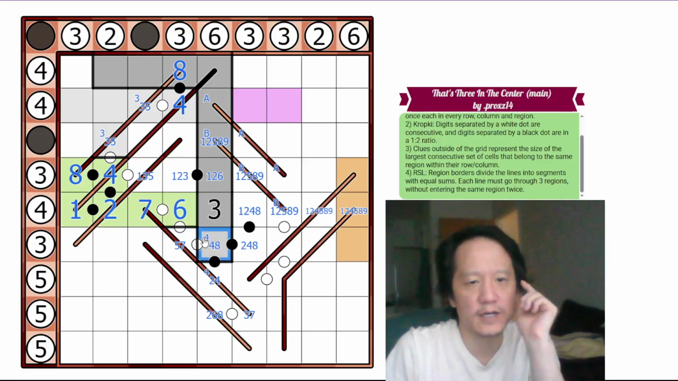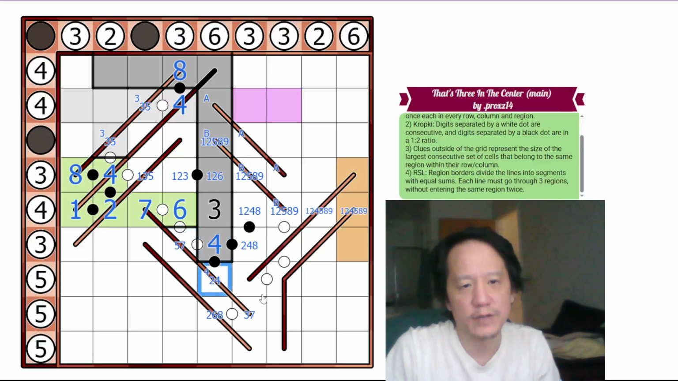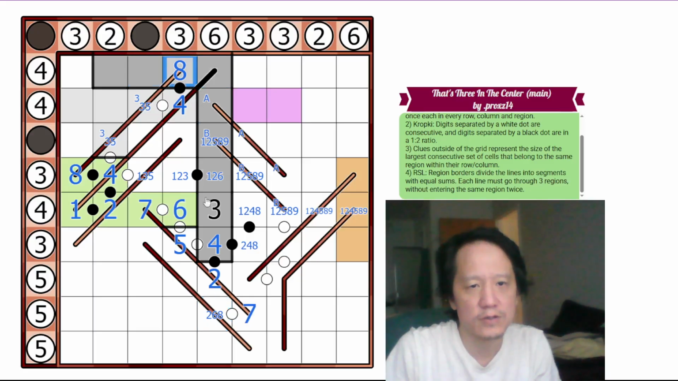So this cannot be 8. This is 4. That makes this 2. This is 5 and 2. This is 7. 8 has to be missing here. So this can't be 8 or 2. No 2 or 8. No 1 or 2. No 1 or 2. No, this is not 4. This is a 4. So none of these could be 4 or 1 or 2.